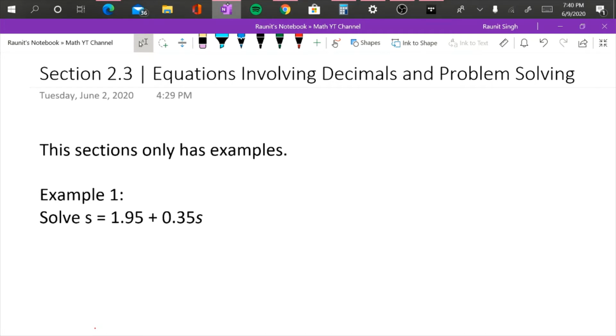Hey everybody, welcome back. So today we're going to be talking about section 2.3, equations involving decimals and problem solving. This section only has examples, as the text says. So, example 1.